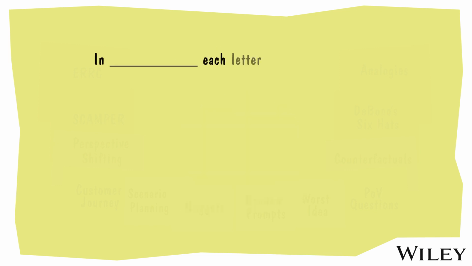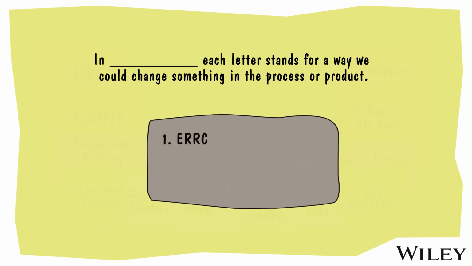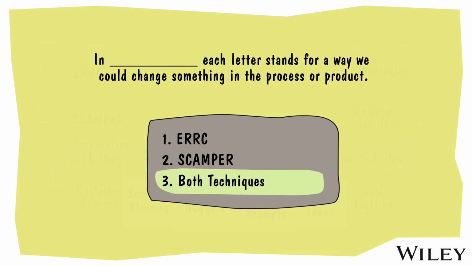In blank, each letter stands for a way in which we could change something in the process or product. ERRC, Scamper, both the techniques. If you have selected the third option, you are right. In both the techniques, each letter stands for a way in which we can change something in the process or product. In this video, we discussed 12 prompts for ideation.